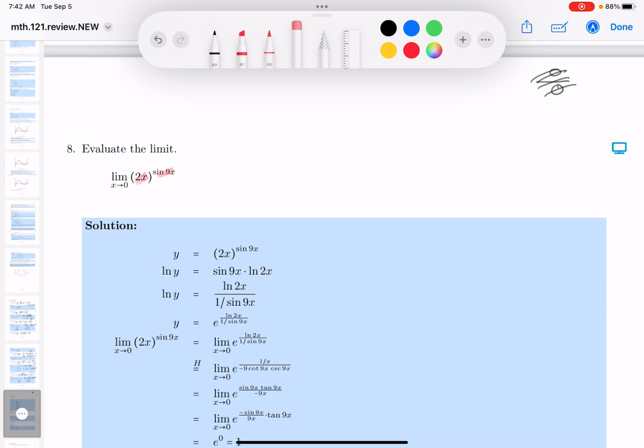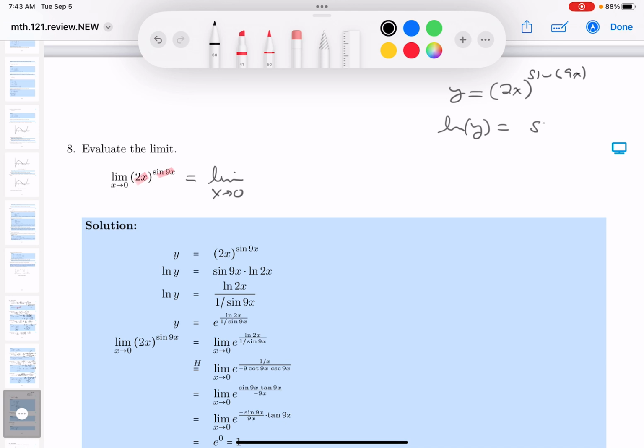So what I want to do is rewrite this in an equivalent form, which means the limit as x goes to 0. But I want to write this 2x to a power as a ratio. How would you do that? Well, let me set it to y. Take a natural log of both sides, ln y. What does that equal? Let's take a look at that.